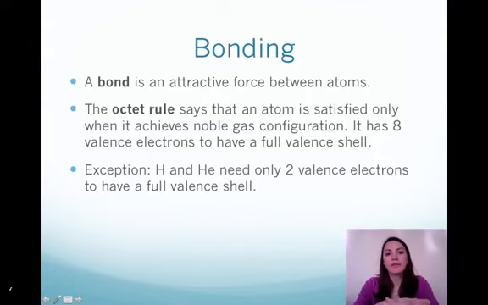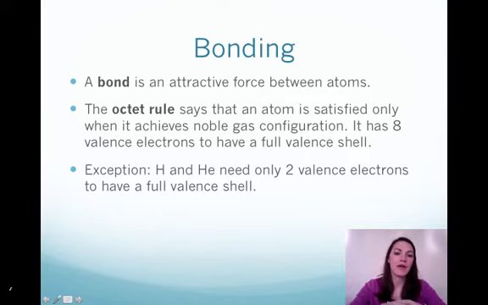And something that we need to know in order to help us out with bonding is our octet rule. It says that an atom is only satisfied when it achieves a noble gas configuration, which means it has 8 valence electrons to have that full valence shell. The exception is hydrogen and helium. So the octet rule says that an atom wants to have that noble gas configuration, that wants to have 8 valence electrons. The exceptions are hydrogen and helium.